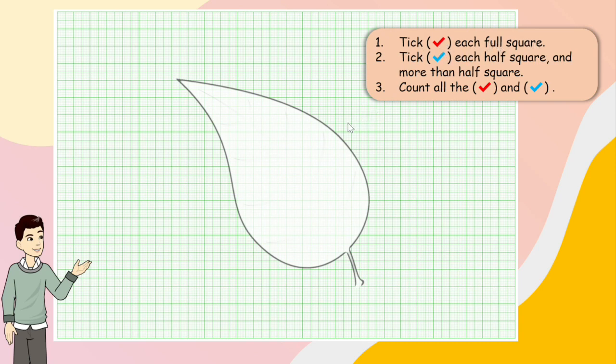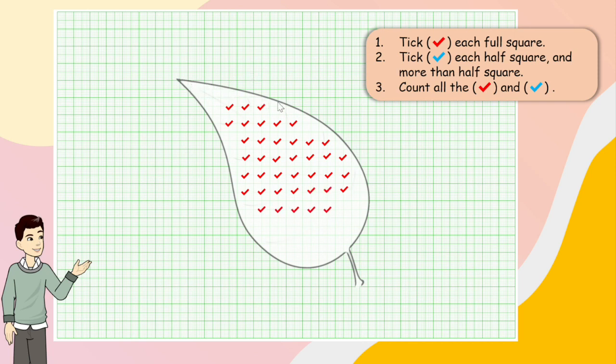So take a red pen or red colored pencil and tick the full squares. Make sure they are fully covered by the outline of the object. So it might take a while. If a square is not fully covered, you don't need to tick it.